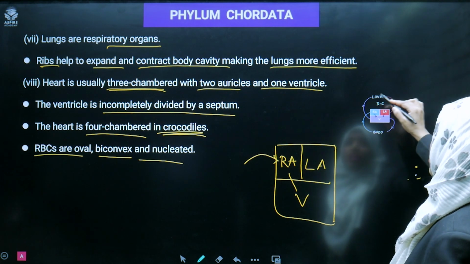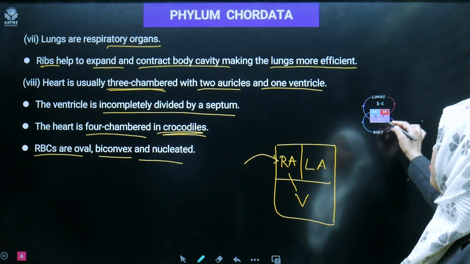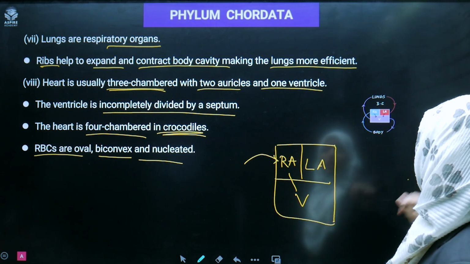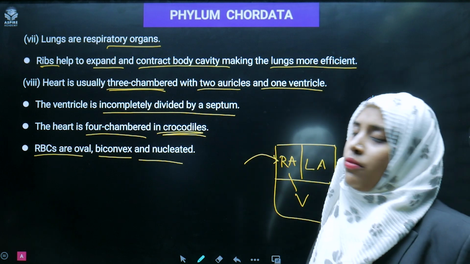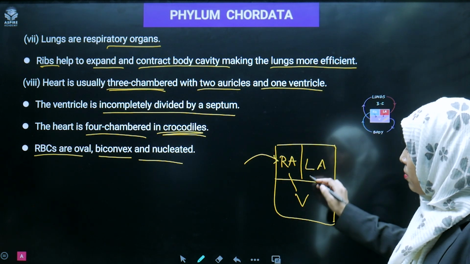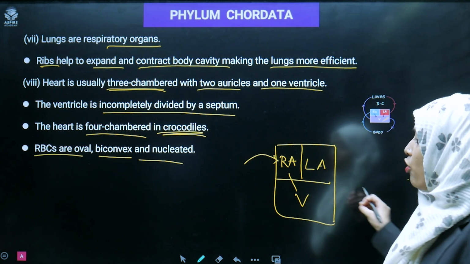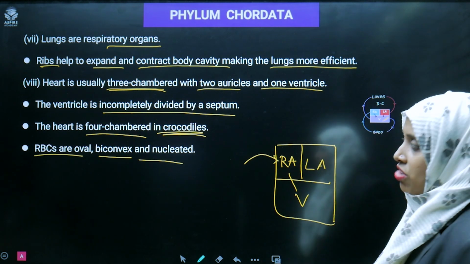Okay. And then finally the pure blood will reach the left auricle and then finally the ventricle. Okay. And from the ventricle again it will be circulated in the whole body. So, in this way the heart is three-chambered. The septum is very incompletely formed in the ventricle region, and crocodile has a four-chambered heart.